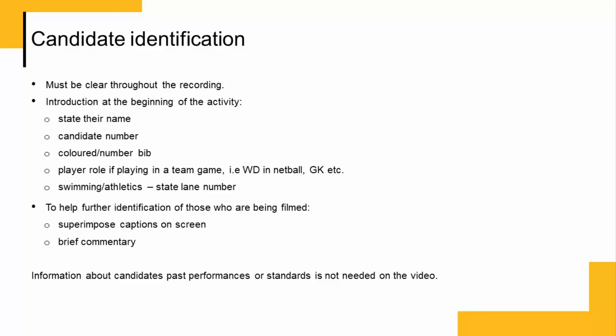The following videos will demonstrate how this is done. If taking part in a swimming or athletics activity, it is helpful if candidates state their lane number. To help further identification of those who are being filmed, superimpose captions on screen. Add a brief commentary, although it is not necessary to comment all the way through a recording. The following video will show you how this has been achieved at the beginning of a netball practice.